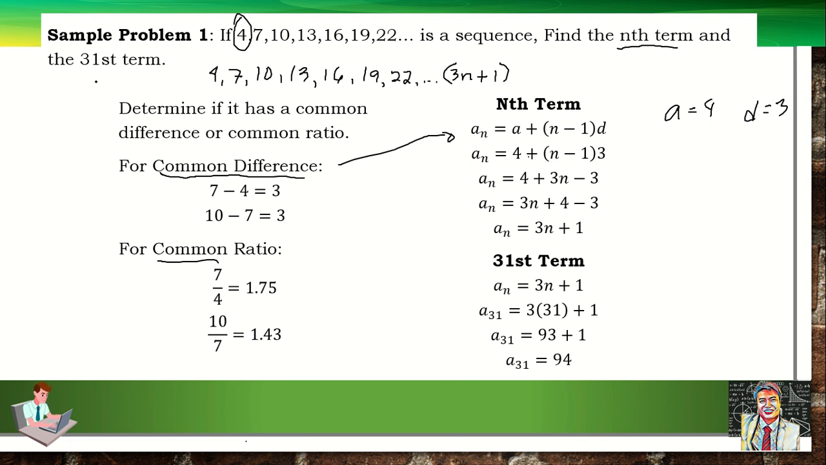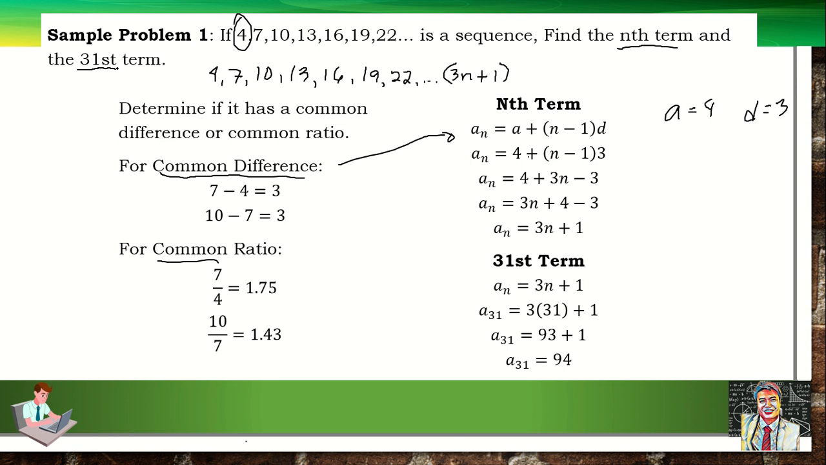Ibig sabihin, the 31st term, kung susundan natin itong pattern na to, ang pang 31 ninyo, that is 94. Kung gusto nyo ma-check yun, bilangin natin. This is the first term, 1, 2, 3, 4, 5, 6, 7, hanggang sa makarating kayo sa 31. Bahala na kayo kung hindi kayo maniniwala na 94 yan. So, that's the way para malaman nyo kung talagang 94 yung pang 31st term.